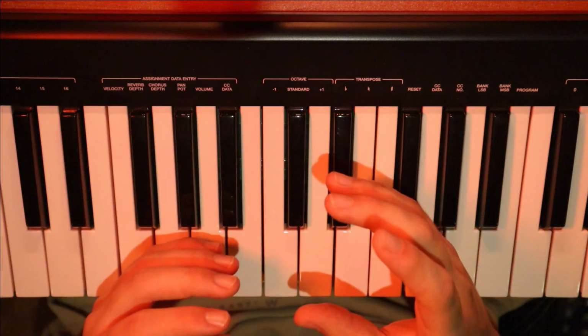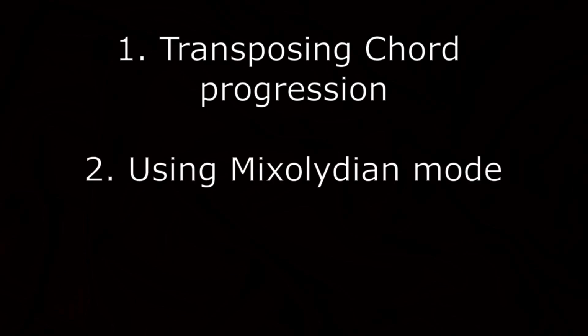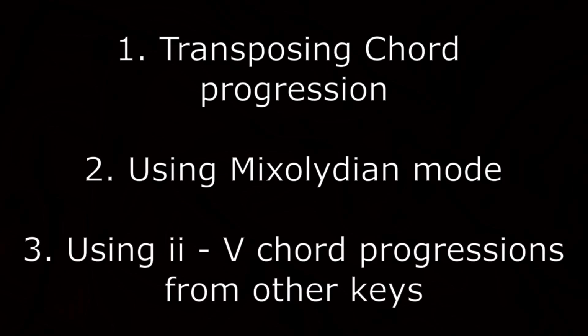So for your songwriting, you can experiment with transposing a short chord progression by using a step or half step, using the Mixolydian mode, which has that flattened 7th chord, and using the 2-5 chord trick from other key signatures.